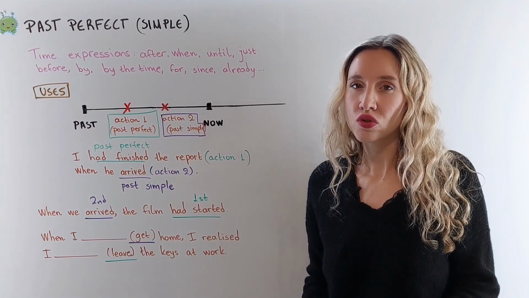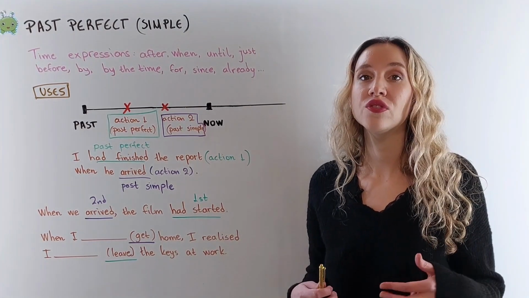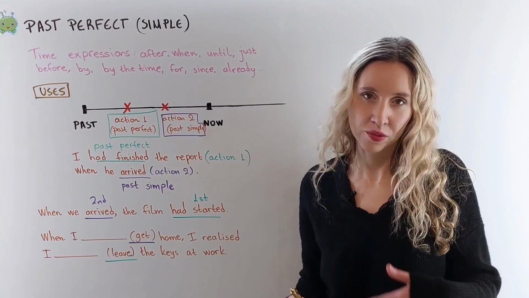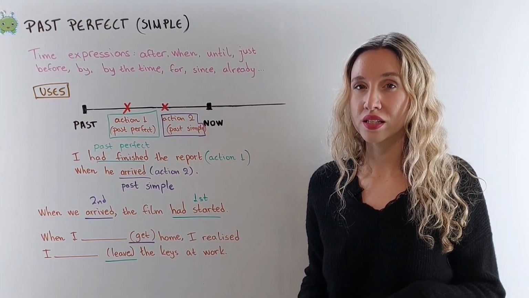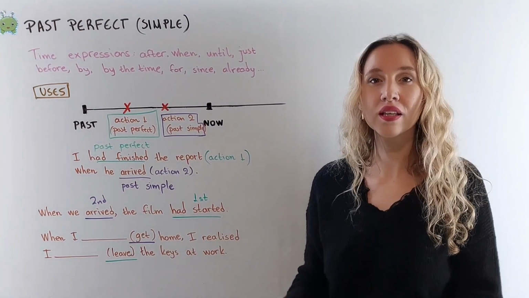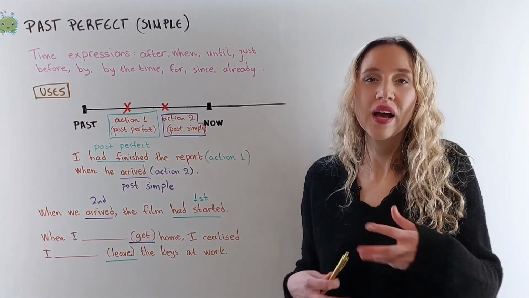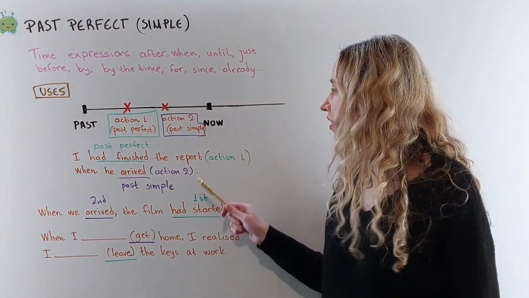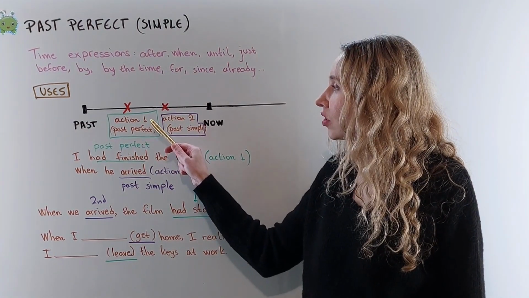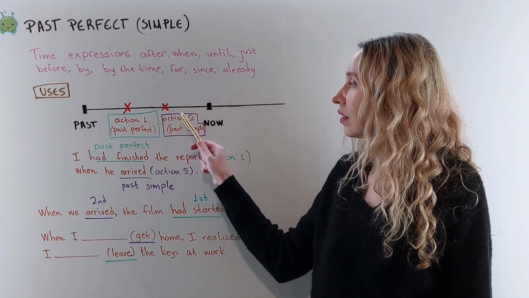Let's talk about the use a little bit. We use the past perfect simple to talk about an action that started before another action in the past. So we have 2 actions. Let's look at this timeline. 2 actions, action 1, action 2.